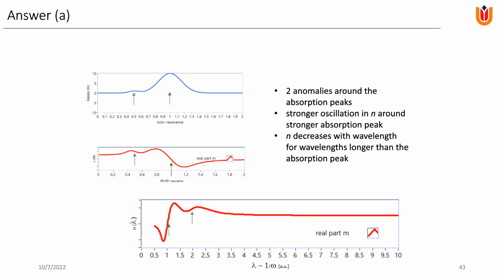And here, of course, this is on an omega axis. If you go to a 1 over omega axis, the whole thing flips. So now the big absorption peak appears as an oscillation here. The smaller one appears here. So looking at it on the left-hand axis makes it clearer.